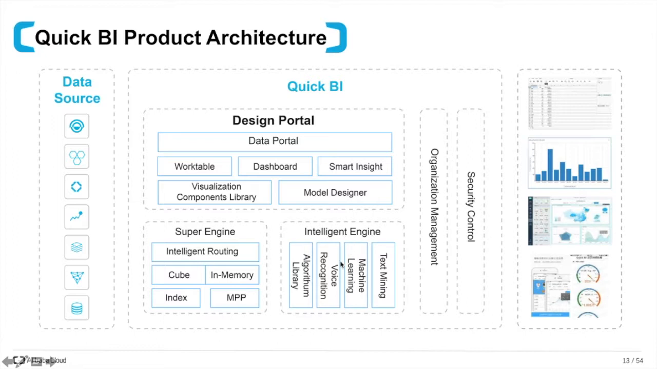Those work internally to help QuickBI understand the table in a smarter way, right? Sometimes you just enter your raw data and QuickBI will do the analysis to find out which one is the metric, which one is the measurement, and which one is the dimension. Those are all things the intelligent engine will do. Definitely we have the security control and some organization management features.